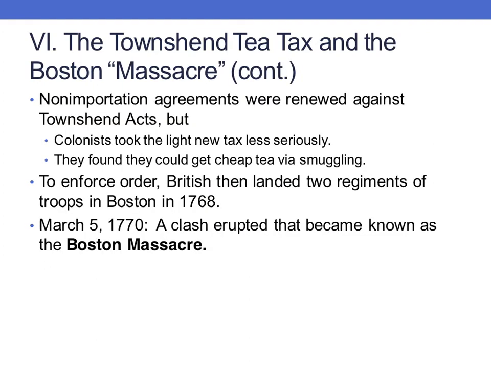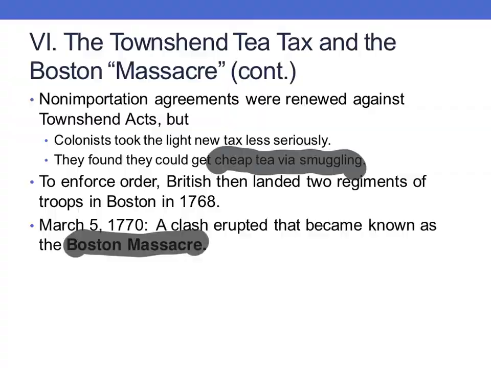The Non-Importation Agreement was renewed with the Townshend Acts, as it says. The Townshend Acts were a little bit less volatile initially than the Stamp Act, so the colonists, as it says right there, took the light new tax less seriously. They figured out ways to smuggle stuff around it, but what's going to happen is the British are going to escalate this situation by landing two regiments of troops in Boston, which we will look at in more detail in class, and which will lead to the Boston Massacre.